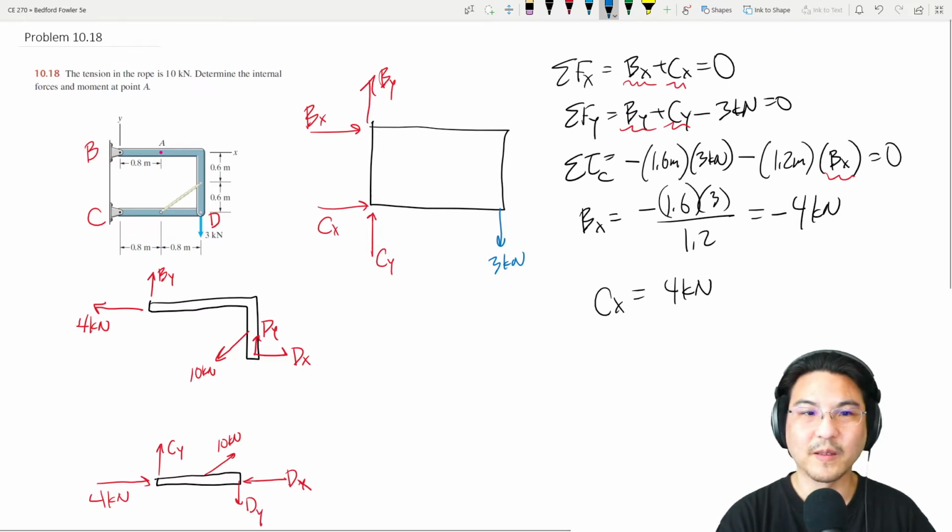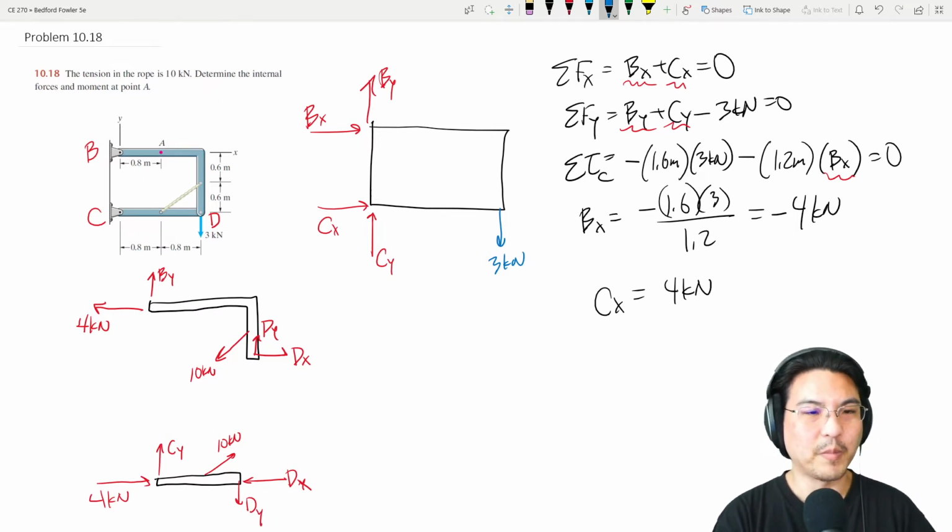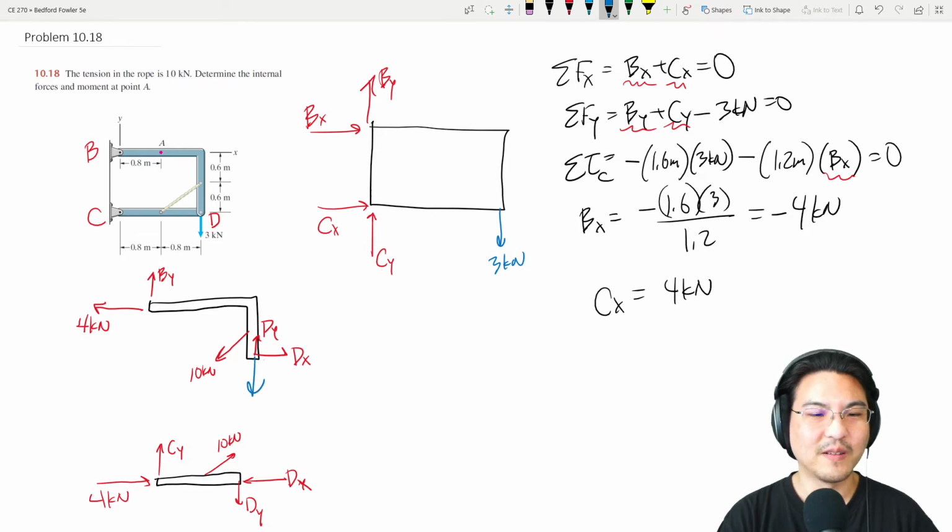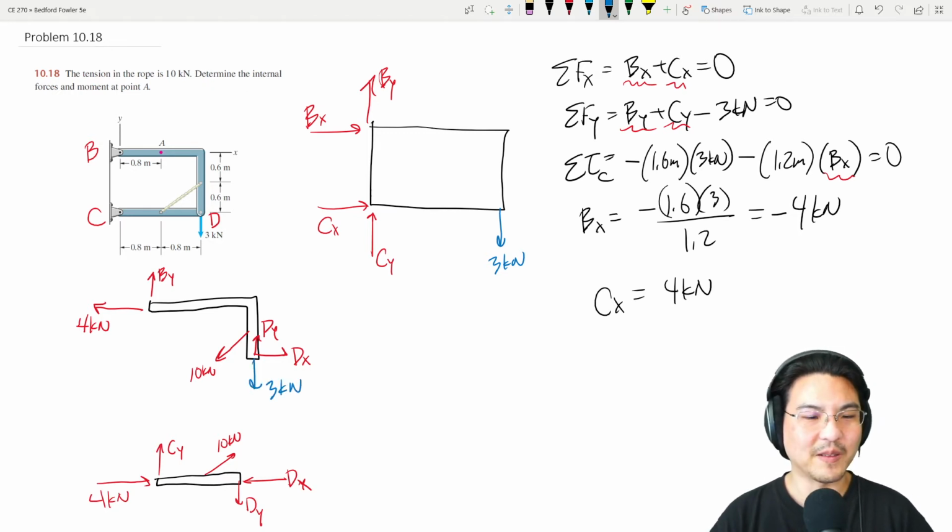And then let's not forget the 3 kilonewton load. So because the load is acting at a pin, when we break it apart, we just put that force either here or here, not both. So you just pick one or the other. I'll just put it over here. Okay, so there we go. Now, what do we do?